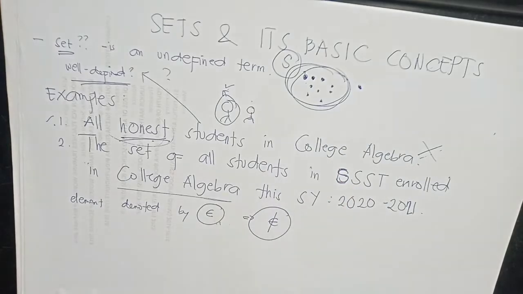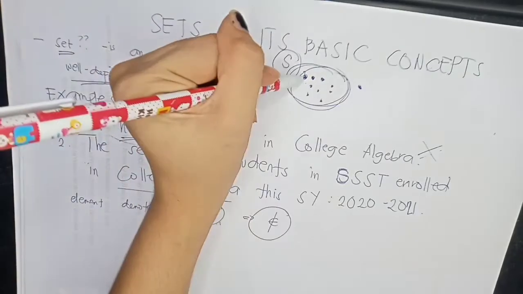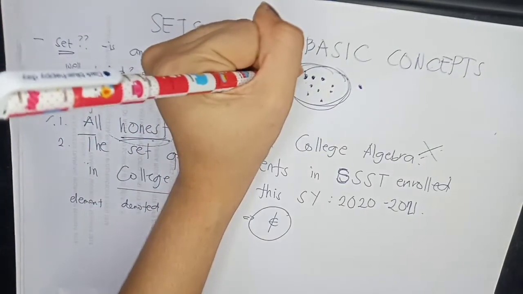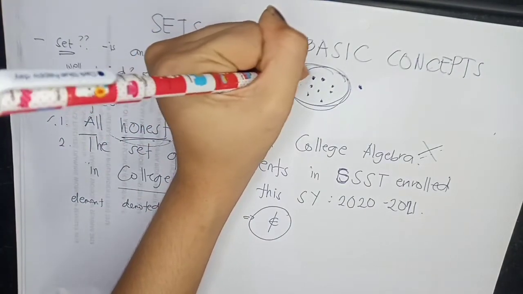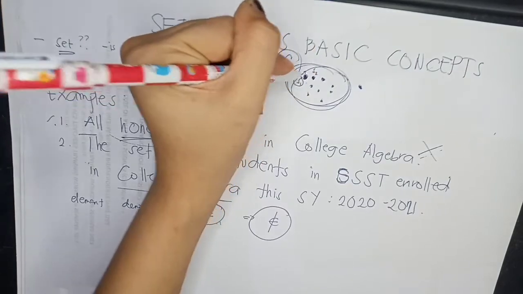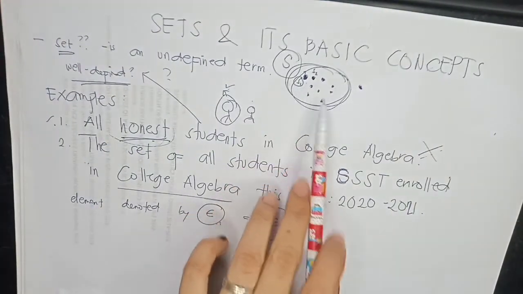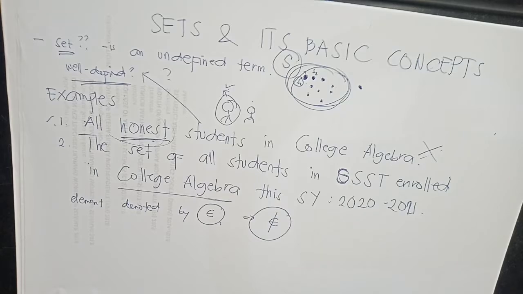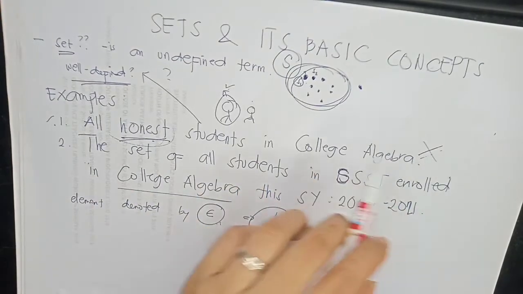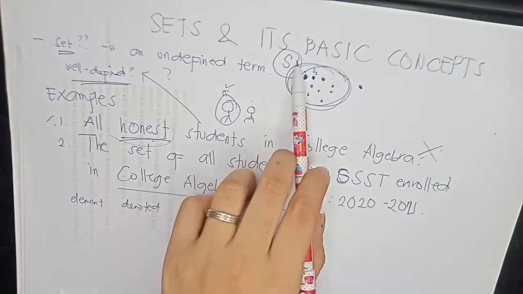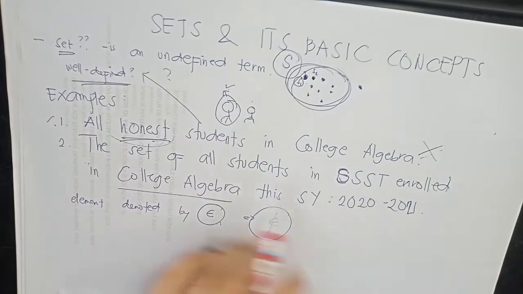While the lowercase letters of the alphabet are used to denote the elements. So, for example, itong dot na to, siya si S1, ito naman si S2, which are lowercase letters. And lahat po ng kasali sa isang set ay nire-represent ng braces.